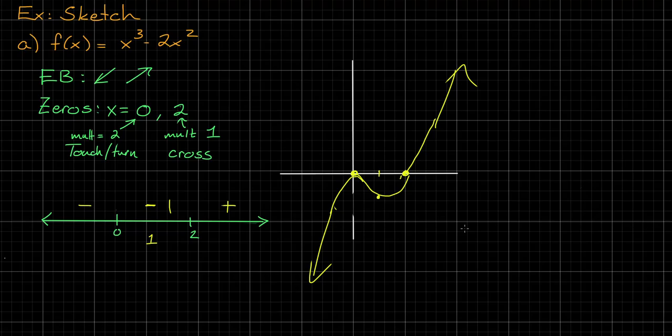Should we sketch one more? Yeah, how do you know about the touch and turn? So, like, whether it does or doesn't? Yeah. If a root shows up 2 or 4 or 6 or 8 times, then it is going to touch and turn around. And the way that you pick that out is when you factored this yesterday. If you factored it, it factored like this.